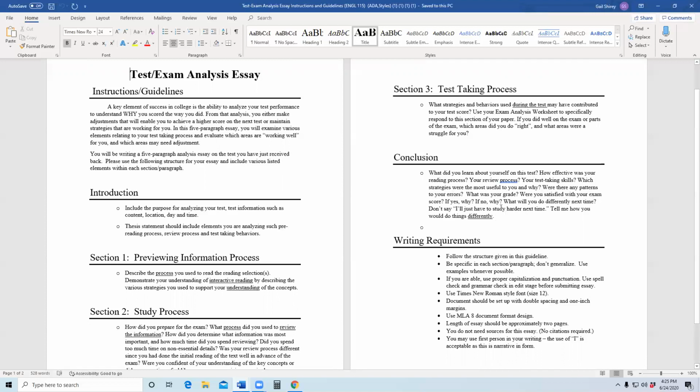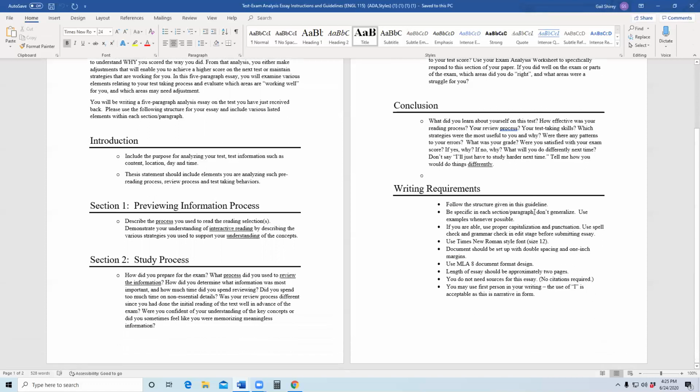You also have to address, what are you going to do differently next time? Do not be generic with this. Pick 1 or 2 things and be very specific. What are you going to change to improve your testing score? And everybody can improve a testing score unless you got 100%. If you got 100%, you do not need to address this in the essay.